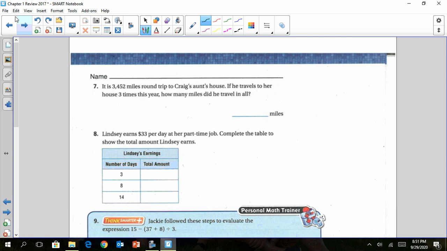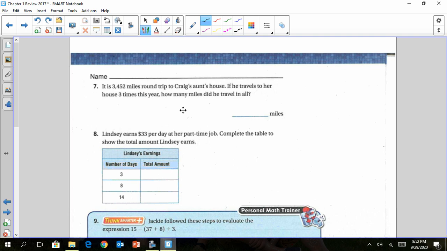Question number 7. It is 3,452 miles round trip to Craig's aunt's house. If he travels to her house 3 times this year, how many miles did he travel in all? Now, we had a problem similar to this on our homework earlier in this chapter. And we had the distance just to the grandma's house. In this case, Craig's aunt's house. But we have a round trip. Round trip means the distance from there and back.